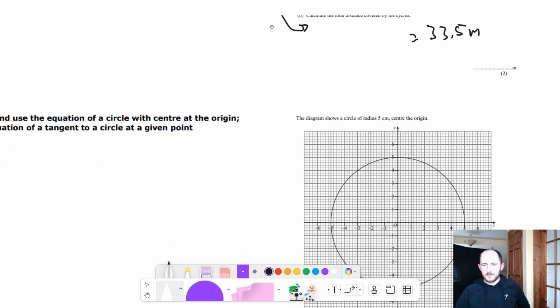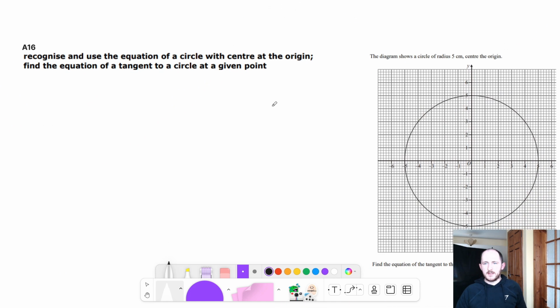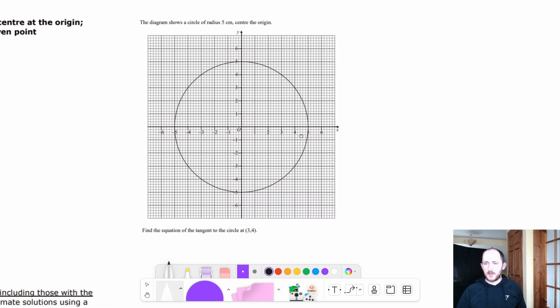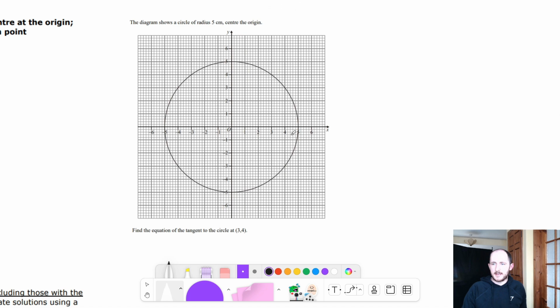Cool. You also need to recognize and use the equation of a circle with the center at the given point and find the equation of a tangent. Again, this is higher tier only. So a tangent, in this case the tangent at (3, 4), is a line that only crosses the circle once.